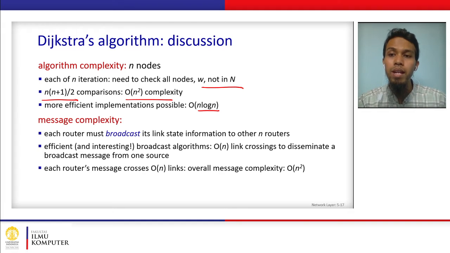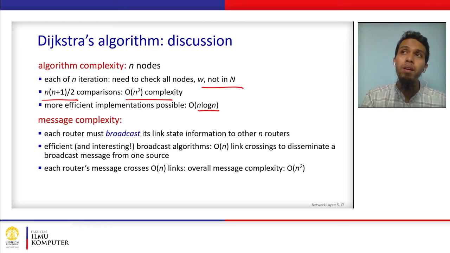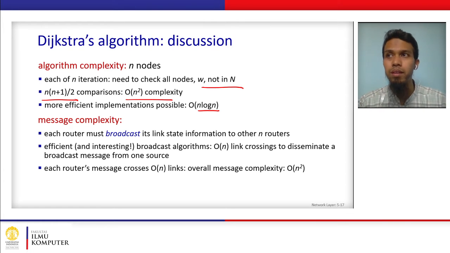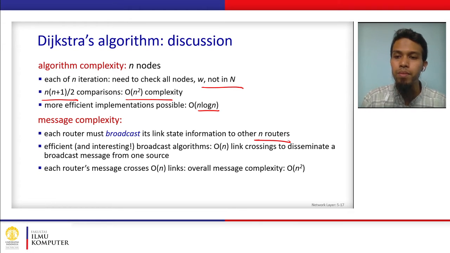All right, so now the second one is the complexity in the message. Each router, as we know, gets this link state information through link state broadcast. So each router or each node has to broadcast its link state information to the other n routers. There is an efficient broadcast algorithm to disseminate a broadcast message from one source. So basically, from one source, it goes through n links, with the complexity of n, and also each router's message crosses n links as well.